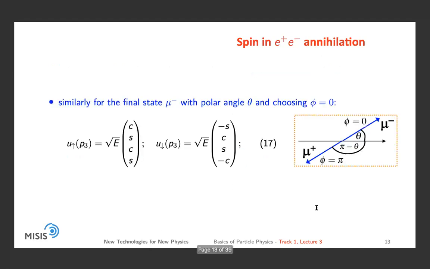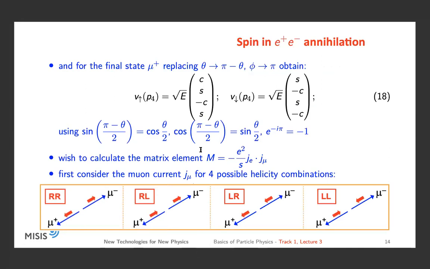like this. And then in a similar way, we can write down the spinors for final state muons with polar angle theta and choosing phi equal to 0. The same for the mu plus. And then what we want to do is to compute this scalar product. And for this, we can consider the muon current for four possible helicity combinations, like this. Right-right, right-left, left-right, and left-left.